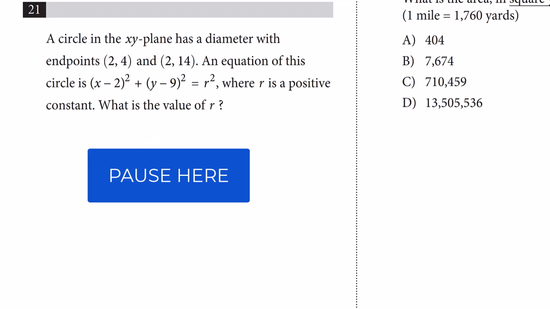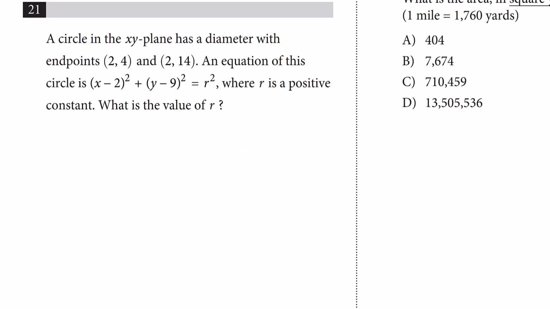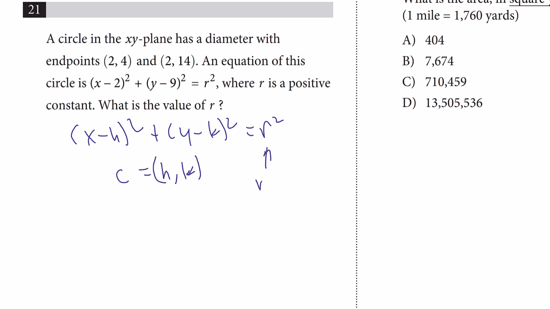Question 21. Go ahead and pause the video and try to solve this. So if you're not familiar with this, this is the classic x minus h quantity squared plus y minus k quantity squared equals r squared, where the center of the circle is h comma k, and r represents the radius of the circle. So you probably remember doing something like this. We want to figure out what the radius is. That's the only thing that's missing. They tell you that the center of the circle is at 2, 9.